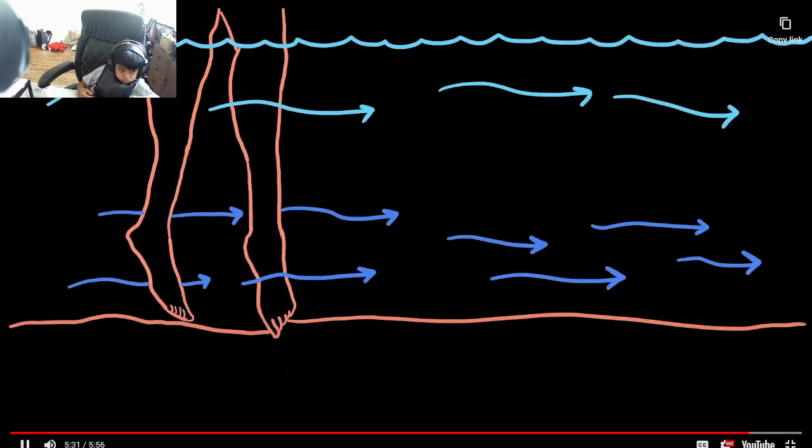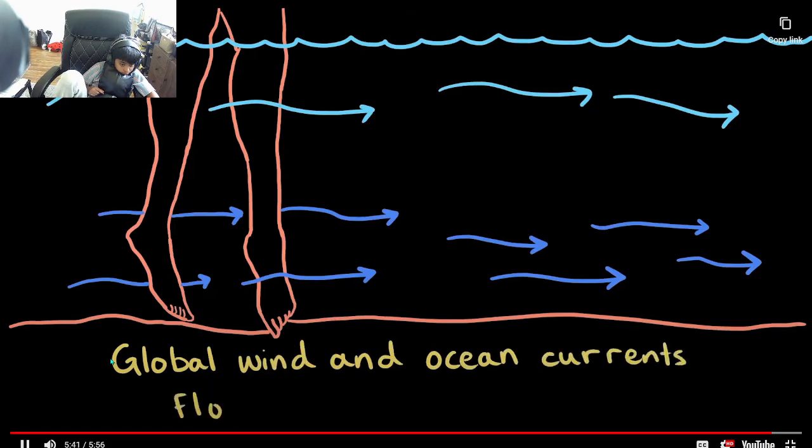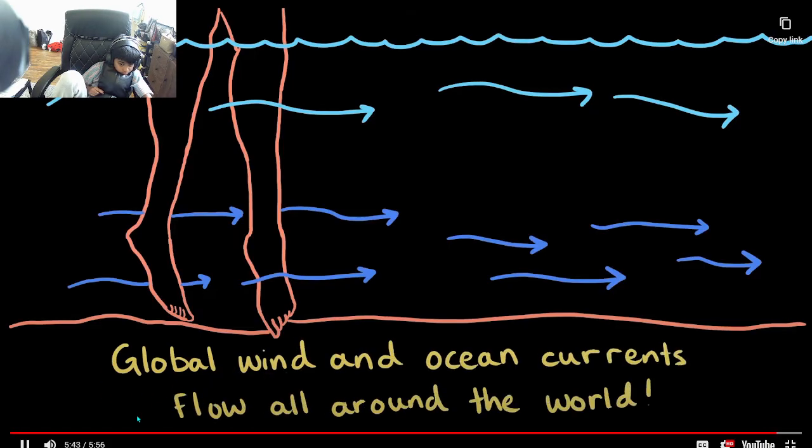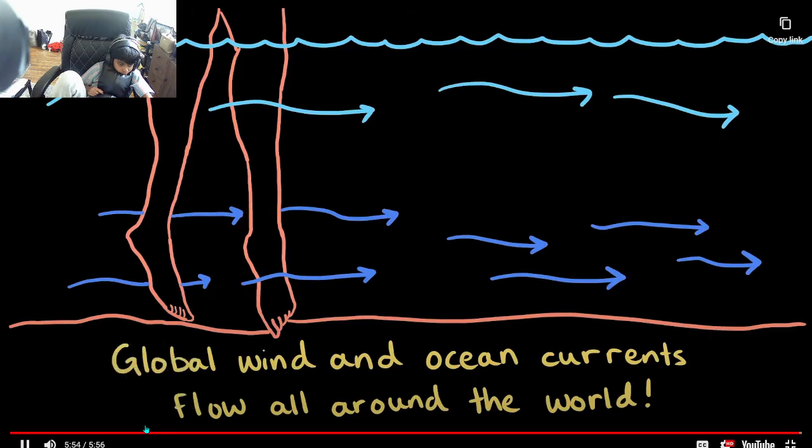Here I am, back in my favorite river, wading around and enjoying currents of cool water flowing around my feet. And even though this river is small, the currents that flow through it are similar to the global wind and ocean currents that flow all around the world. So these currents connect in our atmosphere and oceans, which means that we are all connected. So, currents connect us all.